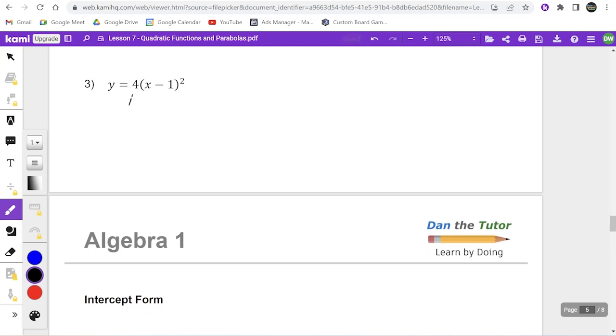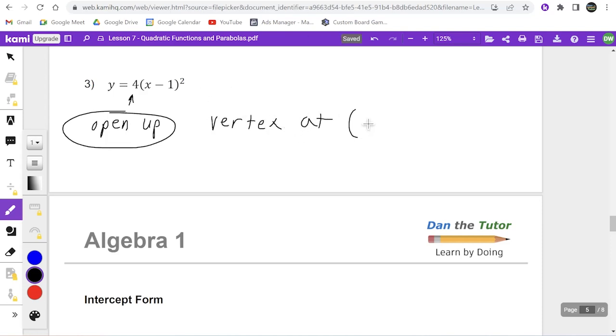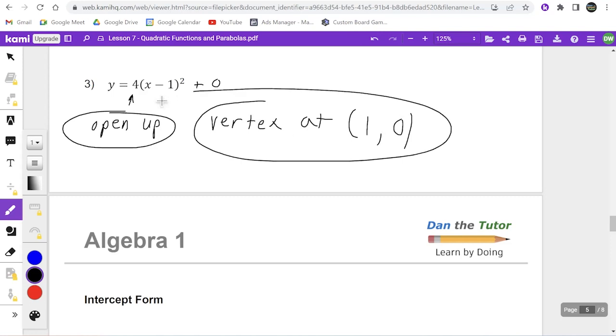First of all, we notice that 4 is positive, so we know it's going to open upward. That's easy. And now the hint here for the vertex, obviously the x value is positive 1, because it's the opposite of negative 1. And maybe you missed this, maybe you thought of it, but technically there's a plus 0 at the end of here. So that means the y value of the vertex is just going to be 0. And there's our answer, vertex at 1, 0. Any questions on any of those?